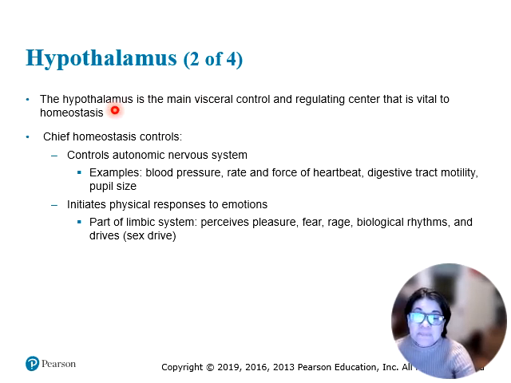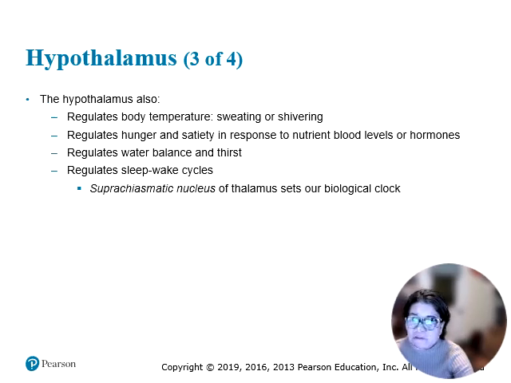Okay, so the hypothalamus does visceral control, like your insides, and helps with homeostasis. So it controls your autonomic nervous system. It controls blood pressure, heartbeat, digestive tract, pupil size, and it also helps with the limbic system, perceives pleasure, fear, rage, biological rhythms, and sex drive. It also regulates body temperature, sweating and shivering, hunger and fullness, satiety, water balance and thirst, sleep-wake cycles, all of those things happen in the hypothalamus. So very important, also in the heart of the brain, right?